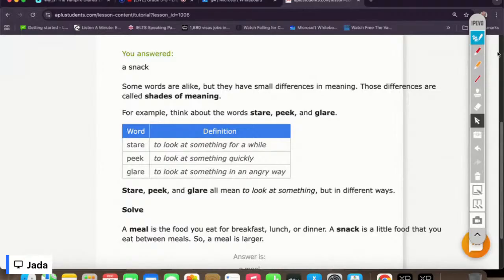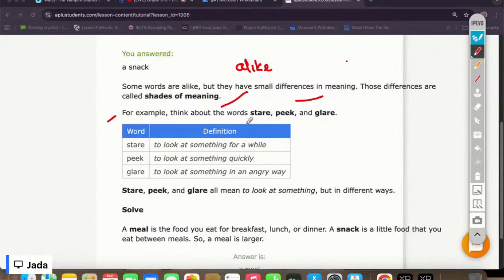Okay, so some words are alike, but they have small differences in meaning. They are alike, but they have small differences in meaning. Those differences are called what? Shades of meaning. So when they are alike, but they have a very small difference in the meaning, it's called shades of meaning.